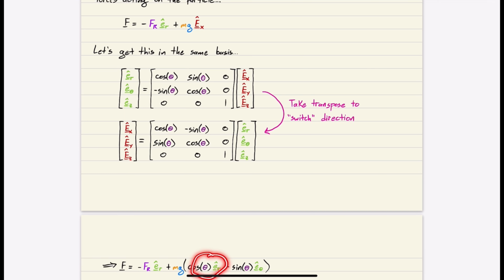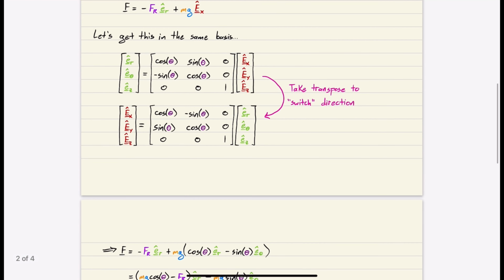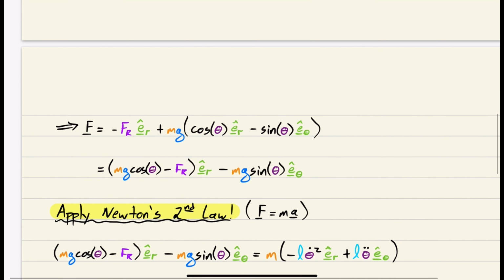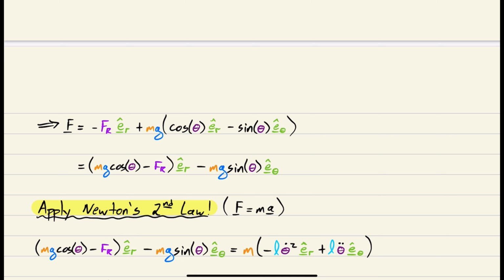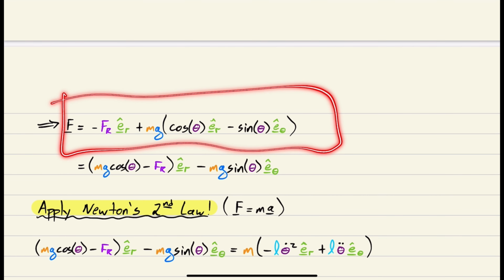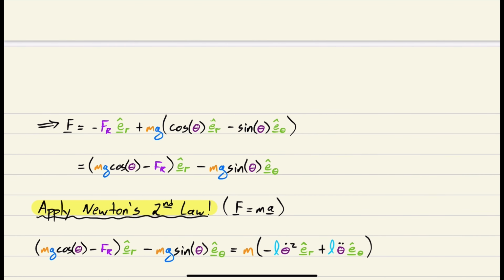So we have cosine theta e_r minus sine theta e_theta, minus sine theta e_theta. So that's e_x in the green basis. Now we have our resultant force all in the green basis. We can combine terms. We have an e_r term here and an e_r term here, so we bring that into one term: (mg cosine theta minus F_r) times e_r, minus mg sine theta e_theta. Okay, so that's our resultant force.